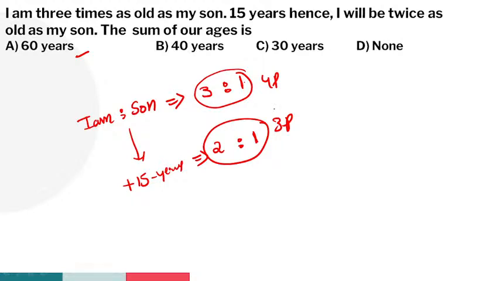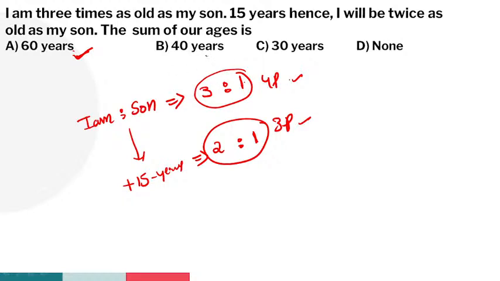Go through option verification. Right. 60. 60 is a multiple of 4. Yes, 4 15s are 60. 60 is a multiple of 3. Yes, 3 20s are 60. So that's why first option is the right answer, guys. Okay, 60 years. The sum of our ages is how much? 60 years. Take the remaining options also, no problem, guys.